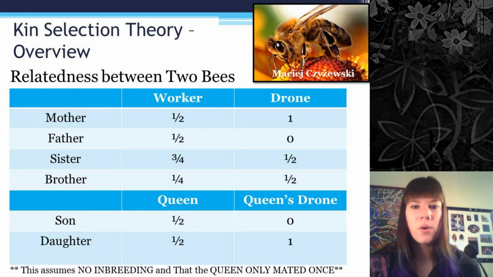Kin selection theory, though, has a couple major assumptions. Firstly, the whole model is based off of Hymenoptera, and if you remember, Hymenoptera have the haplodiploidy system, so males come from unfertilized eggs and females come from fertilized eggs. So that's one assumption. The other assumption is that the queen has only mated once, and the third assumption is that there's no inbreeding happening.